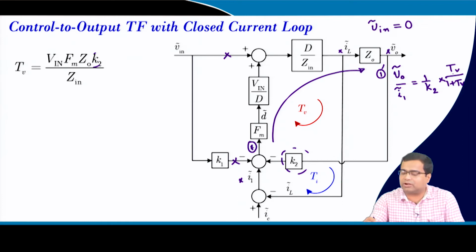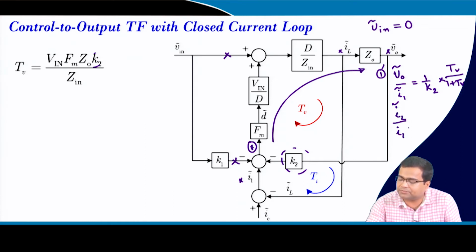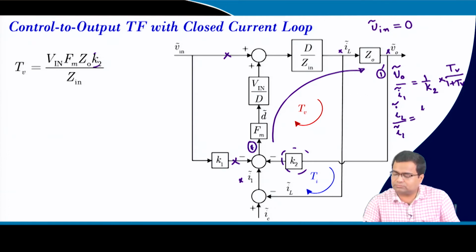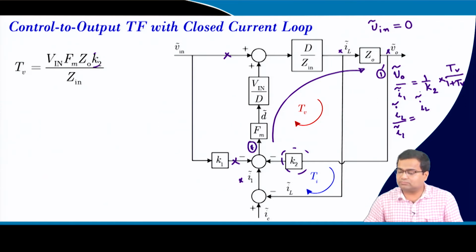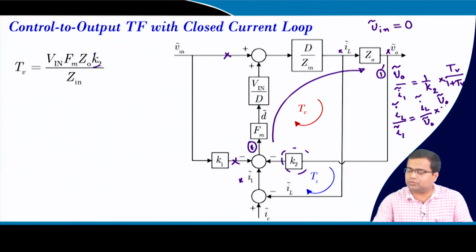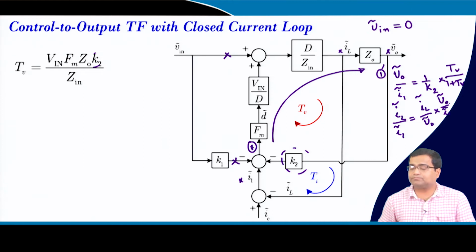Now, we want to obtain IL to I1. It is nothing but IL to V0 into V0 to I1, right.